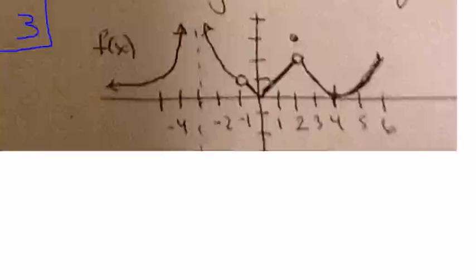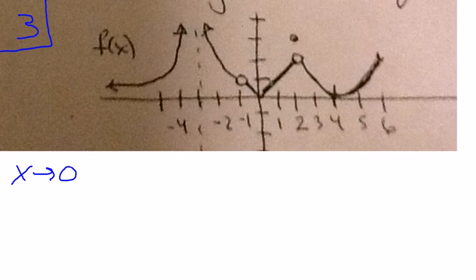Part A says find the limit as x goes to 0. I'm just going to denote it like this. It's not proper, but for quickness's sake. So as x goes to 0 from the right and from the left, they agree, they meet at what looks like 0, so I'm going to say 0. Cool.